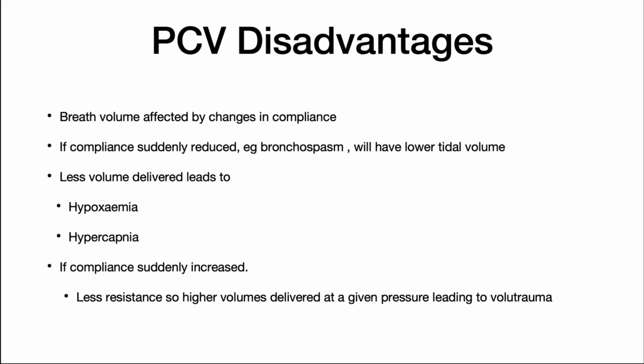So the main disadvantages of pressure-controlled ventilation include that the breath volume can be affected by changes in compliance. If our compliance is suddenly reduced, such as from bronchospasm or abdominal compartment syndrome, this can result in a lower tidal volume being delivered. Less volume delivered can then lead to hypoxemia or hypercapnia. Conversely, if our compliance is suddenly increased, then we have less resistance, so higher volumes at a set pressure can be given, and this can potentially lead to volume trauma.